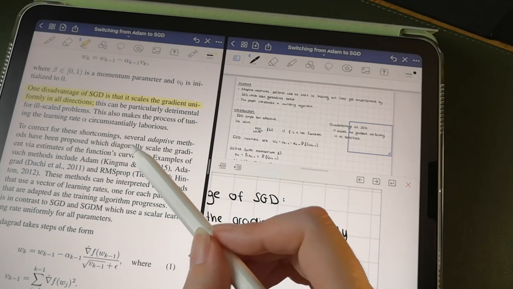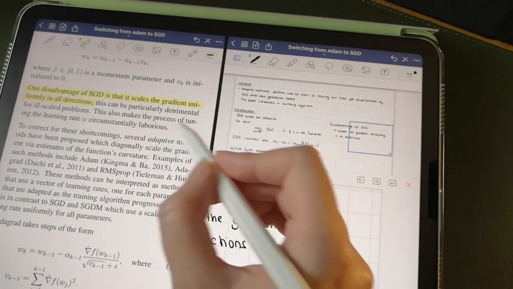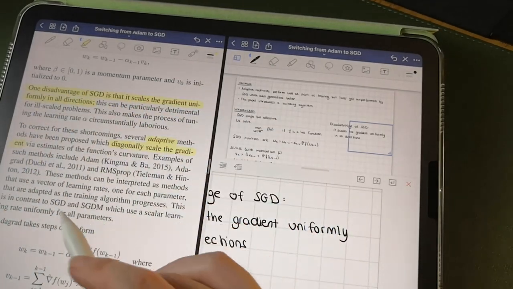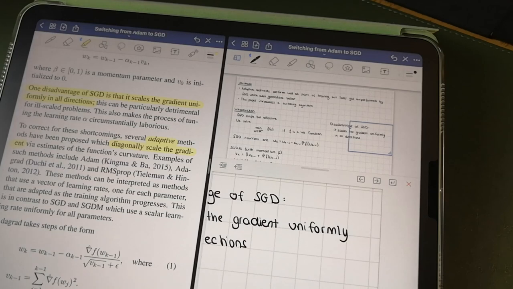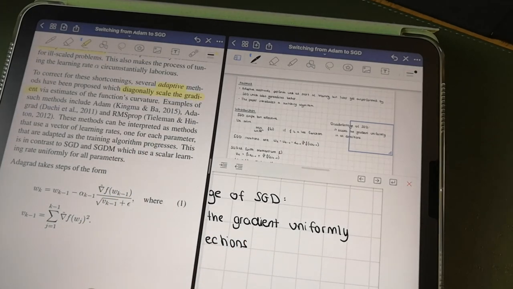To correct for these shortcomings, several adaptive methods have been proposed which diagonally scale the gradient via estimates of the function's curvature. So the adaptive methods diagonally scale the gradient. Examples of such methods include Adam, Adagrad, and RMS prop. These methods can be interpreted as methods that use a vector of learning rates, one for each parameter, that are adapted as the training algorithm progresses. This is in contrast to SGD and SGDM, which use a scalar learning rate uniformly for all parameters.